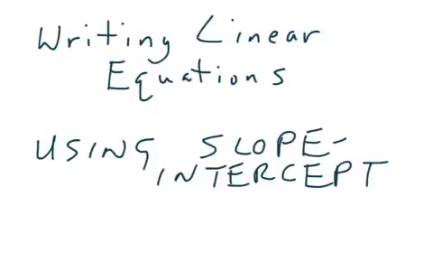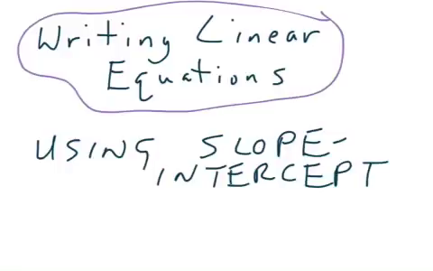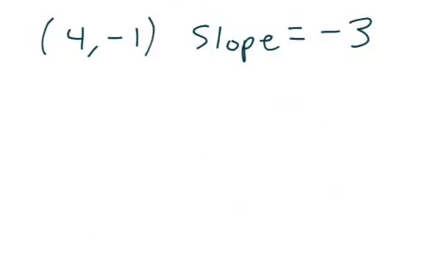Okay, ladies and gentlemen, this video is on writing linear equations using slope-intercept form, better known as y equals mx plus b. Okay? So, here's our first example. Notice I'm given a point, and I'm given the slope.